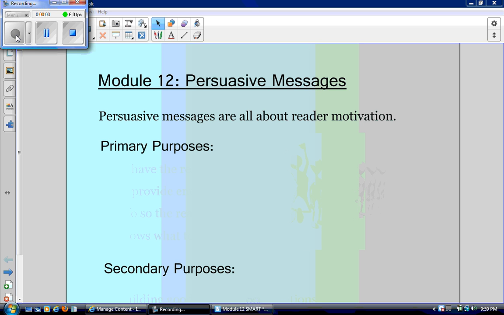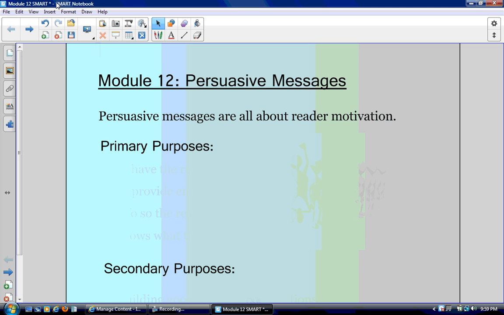Module 12, Persuasive Messages. Persuasive messages are quite common in the business arena. They can range anything from orders that you need to make, collection letters that are being sent to people, performance appraisals, letters of recommendation, recommendations for certain types of actions or requests for certain types of actions. So they're actually quite frequent in the business world.